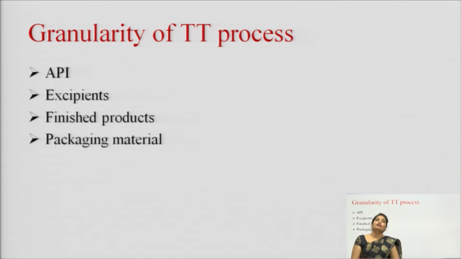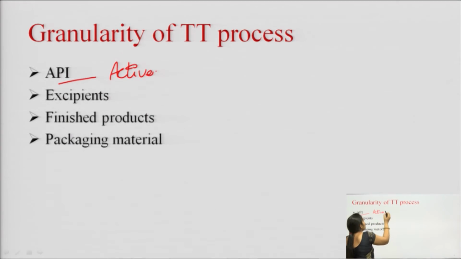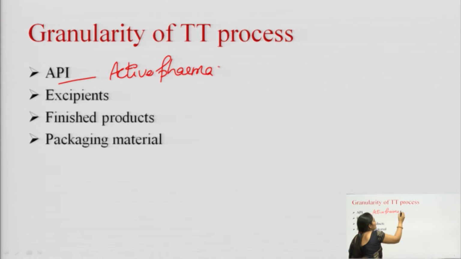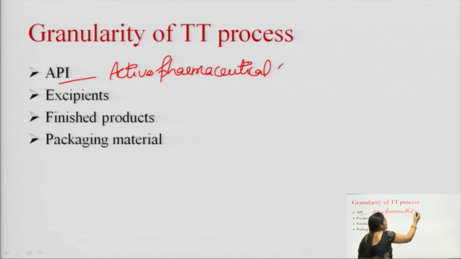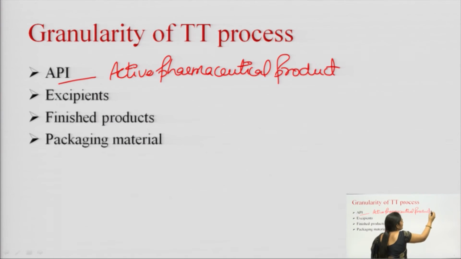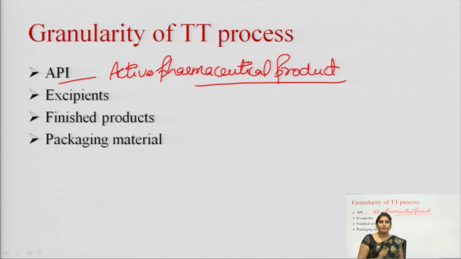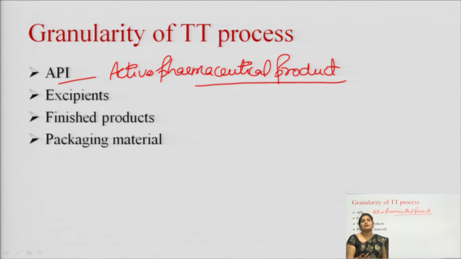It will consist of 4: API, excipients, finished products and packaging material. First one is API. API stands for active pharmaceutical product. So, the sending unit should give all the information related to the API used to the receiving unit, should give all the specifications of the API to the receiving unit. And this information will be transferred in the form of a DMF.